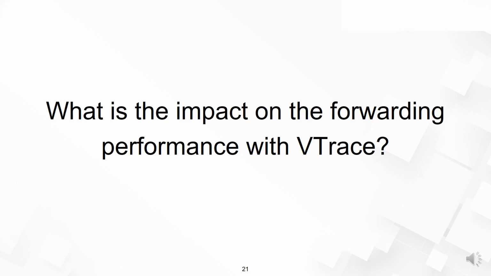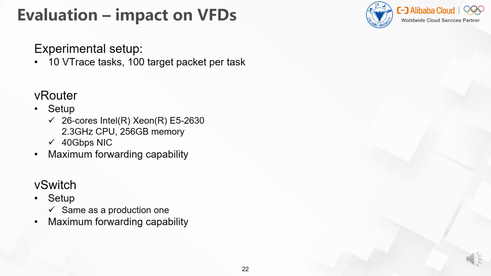With such a design, what is the impact on the forwarding performance with VTrace? We conducted several tests on vRouters and vSwitches in terms of the impact on forwarding performance. In these tests, 10 VTrace tasks are issued when VFDs work at the maximum forwarding capabilities, and each VTrace task asks to chase 100 target packets. The setup of both VFDs is the same as the production one.